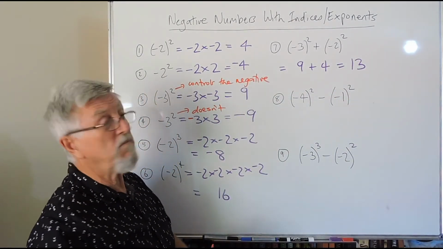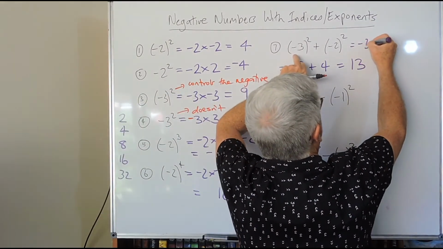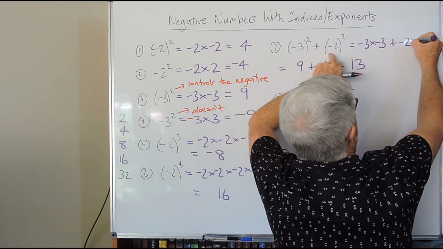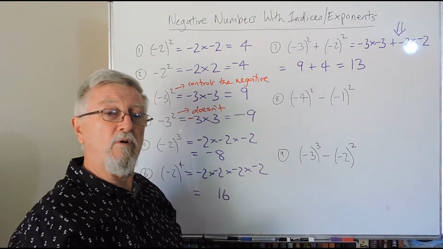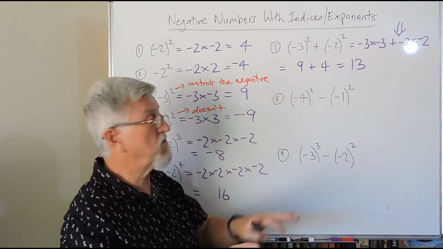Some people might need me to slow down and show the whole thing and say that this is going to be minus 3 times minus 3 plus minus 2 times minus 2. And you can see this little bit here gets a little bit more confusing. So I'm going to look at that in further videos. So for the moment, I'm just going to do the short way.